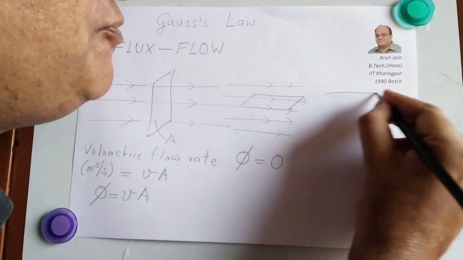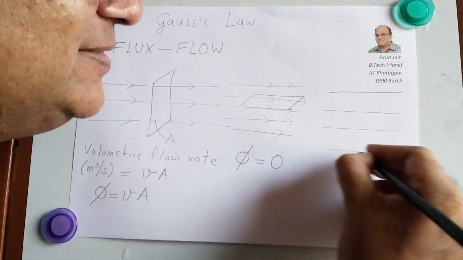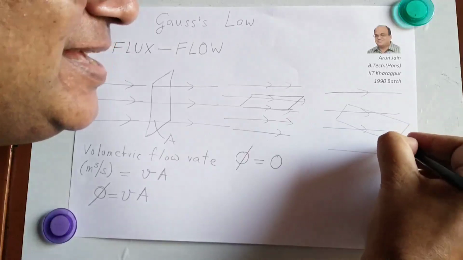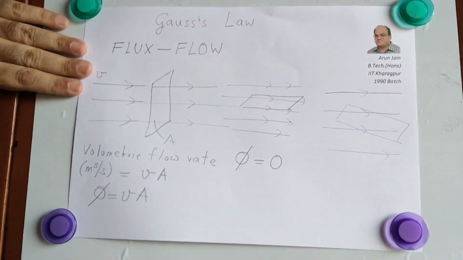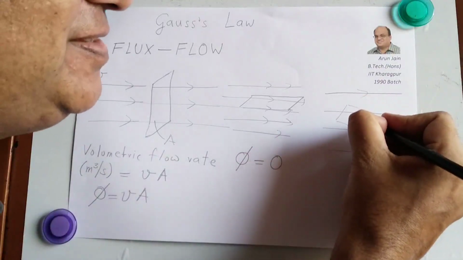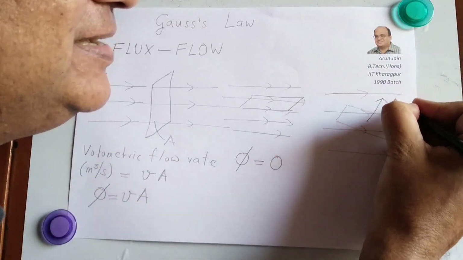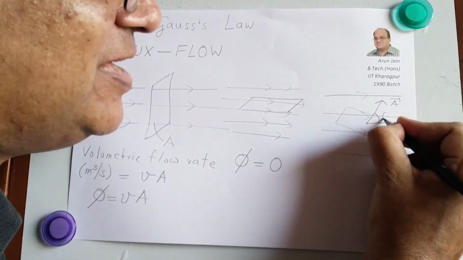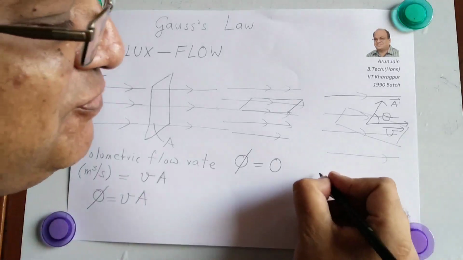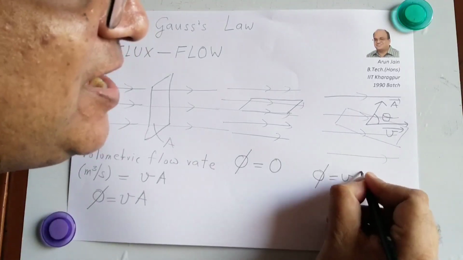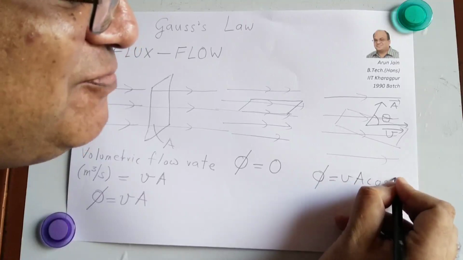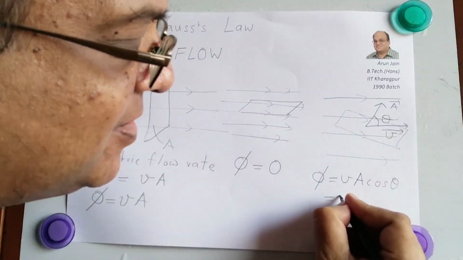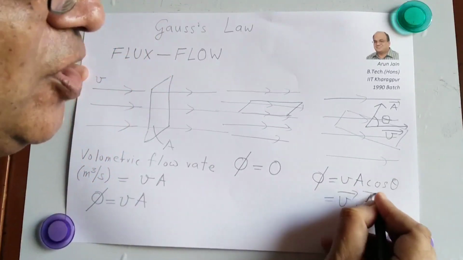And now, if we keep the surface inclined, say like this, okay, the area vector is perpendicular to the area. So this is the area vector. This is the velocity of air, v vector. If the angle between them is theta, then the flux here will be VA cos theta. That is the air flowing through this surface now. And that is nothing but V vector dot A vector.